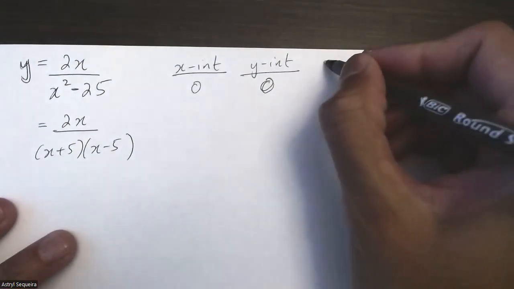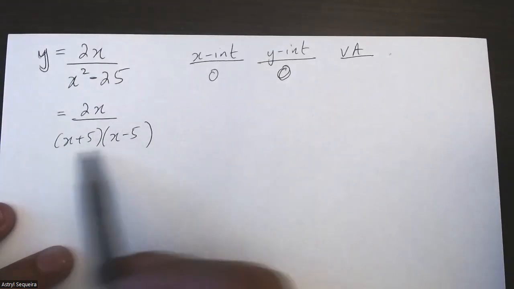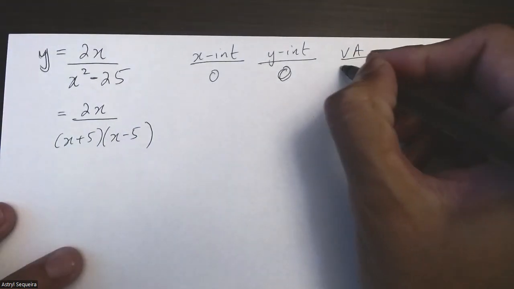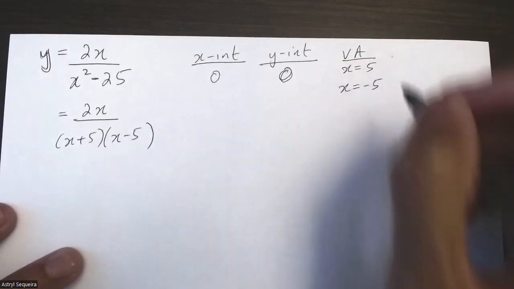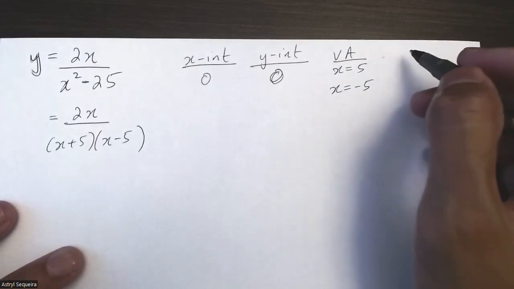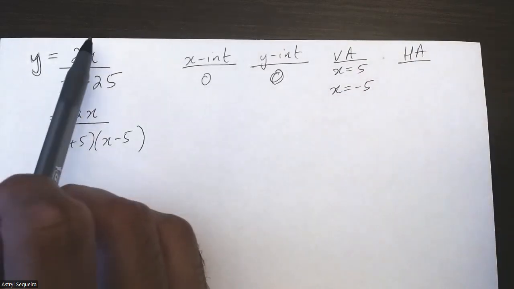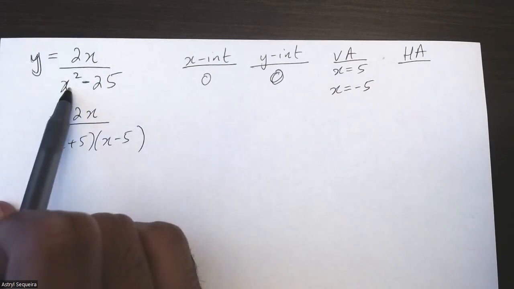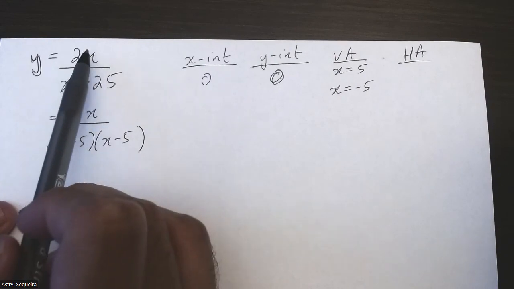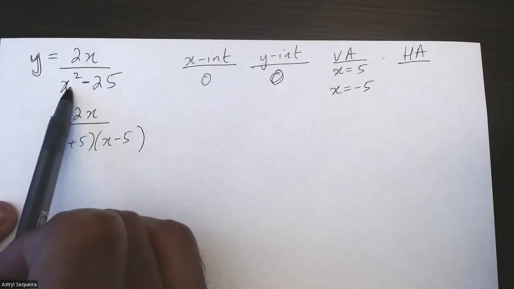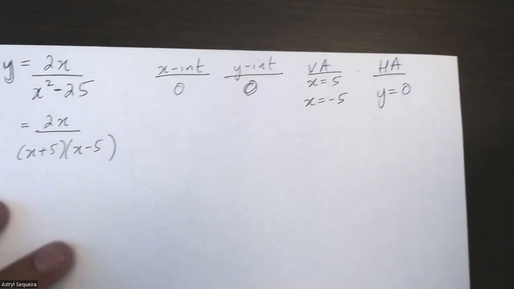Next, we can do vertical asymptotes. Vertical asymptotes are just the solutions to the denominator. So in this case, it's x equals positive 5 and x equals negative 5. And the last thing we can do is the horizontal asymptote. The degree on the top is 1, the degree on the bottom is 2, so your degree on the top is smaller than the degree on the bottom, and your horizontal asymptote is always y equals 0.